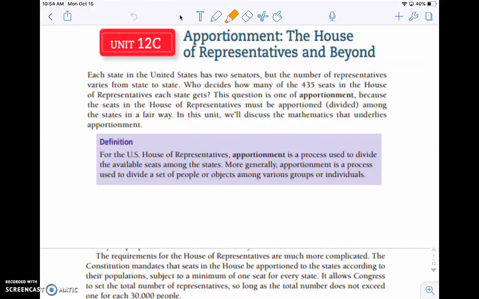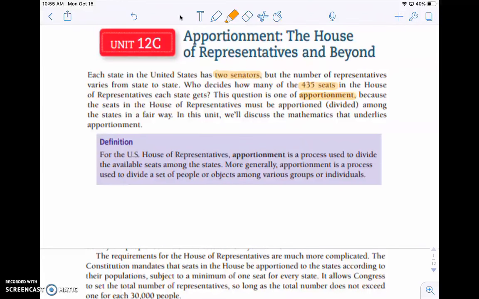Each state in the United States has 2 senators, but the number of representatives varies state by state. There are 435 seats in the House of Representatives. So who decides how much each state gets? This question is one of what's called apportionment, because the seats in the House of Representatives must be apportioned, or divided among the states, in a fair way. In this unit, we're going to discuss some of the mathematics that underlies how this is done.